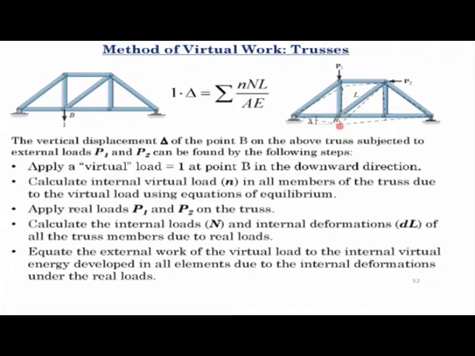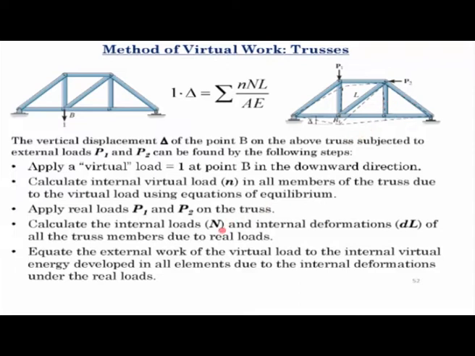Now to use this method of virtual work, what we do is we apply a virtual load of magnitude unity at this point B in the downward direction. Under this virtual load, we calculate the member forces in all the truss members individually. The next thing that we do is we apply the externally applied loads, in this case P1 and P2. Because of these externally applied loads, we again calculate the axial forces in individual truss members.